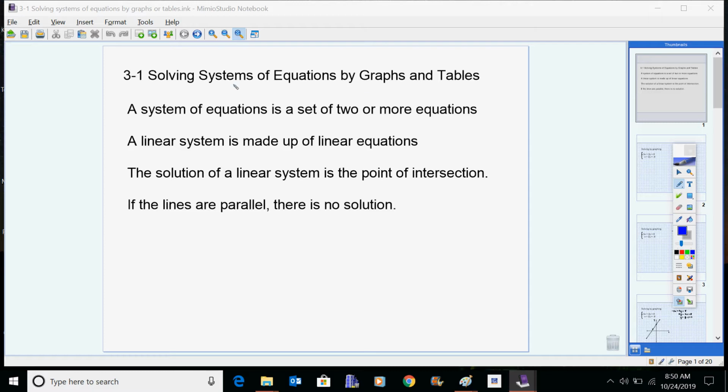And we're going to look at solving systems of graphs by graphs and tables today. So as we go along and as you learn things, I'm hoping that this will come out to be really a good thing for you all.